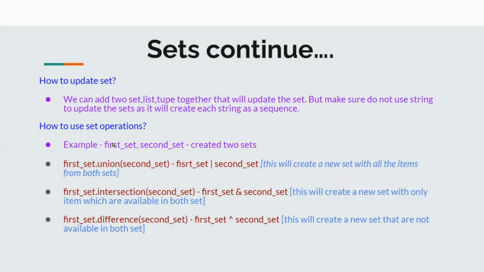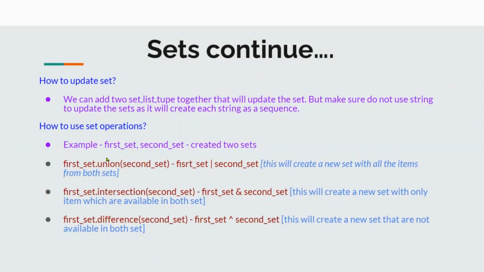And there are very powerful operators, very powerful operations, available for sets. Let's say I've created two sets, a first set and a second set. And how to do a union? What is the union? This is the method: first_set.union(second_set). And this is the symbol we'll use in code: first_set, a straight line, second_set. This will create one new set with both sets' items, everything together.